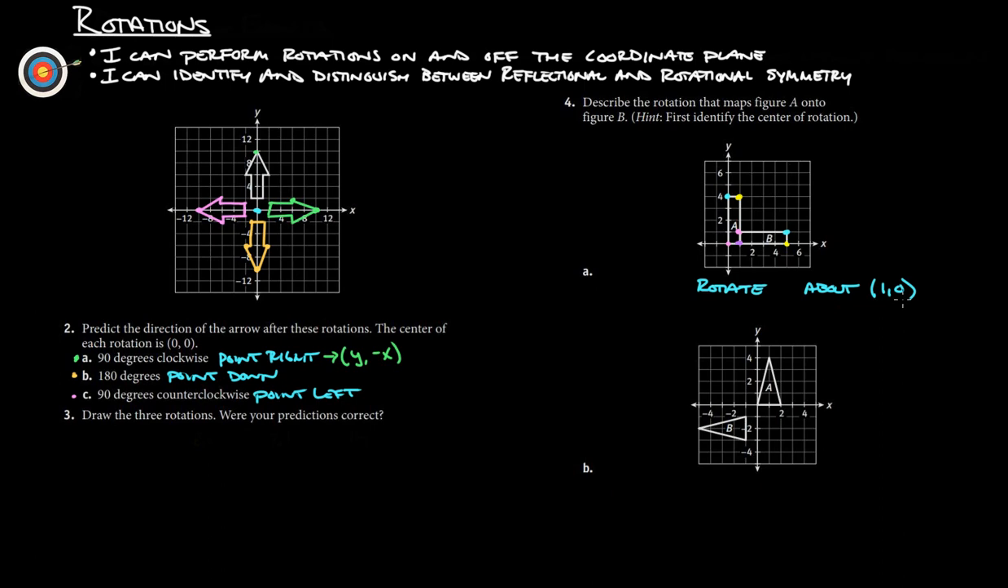Okay, so here we're rotating about the point 1, 0. And then it's going to go 90 degrees clockwise. So clockwise is negative. So we'd say rotate negative 90 degrees about 1, 0. Or we could say rotate 90 degrees clockwise about 1, 0.